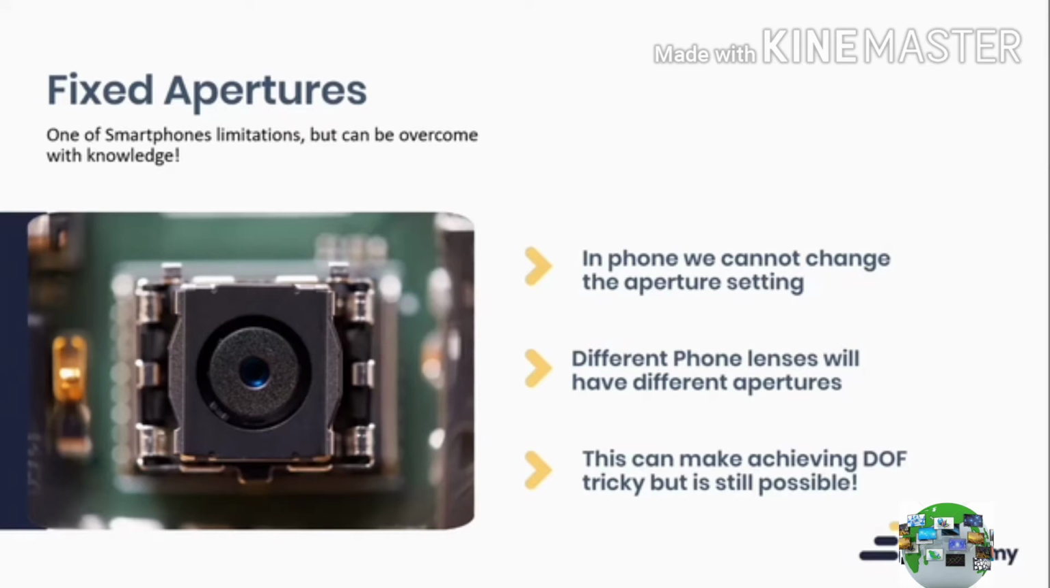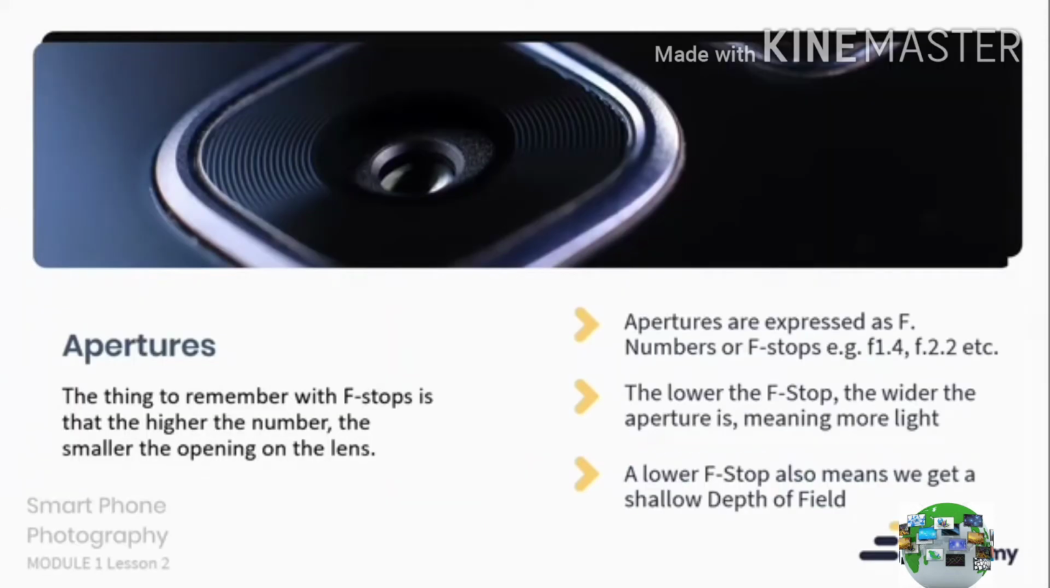And a lot of smartphone manufacturers have already taken the initiative on this to find other ways to create depth of field. Now, just a little bit of vocabulary to go around with our apertures as well. As I mentioned before, apertures are expressed as f numbers or f-stops. So we're going to see, for example, f1.4 or f2.2 or f5.6, f8, f11, f22, etc.